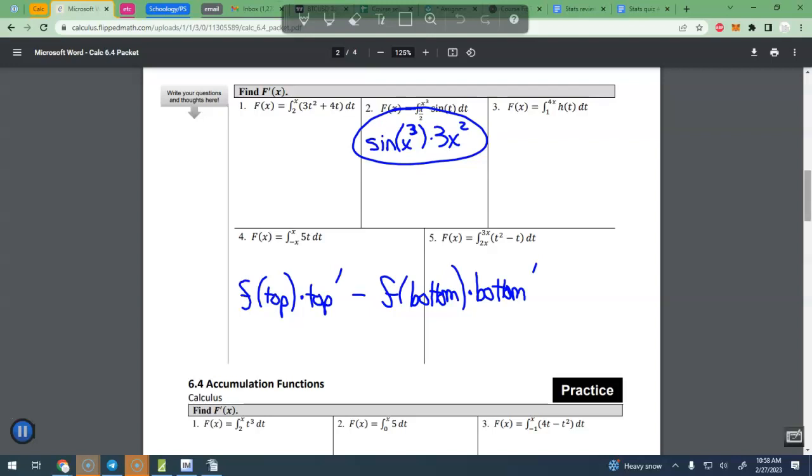So try it. Try number 3. It's the same rule, it's the same idea. It's just presented a little different.